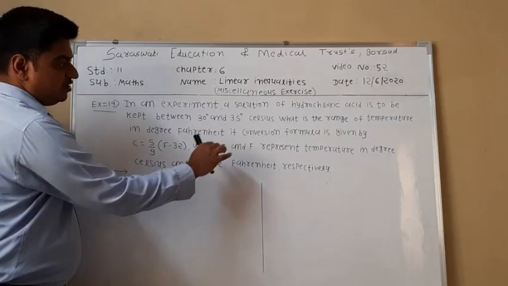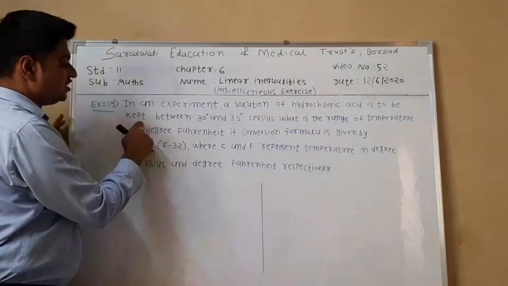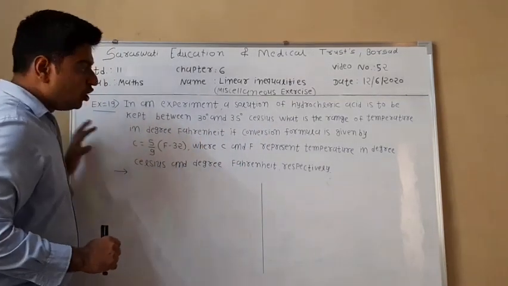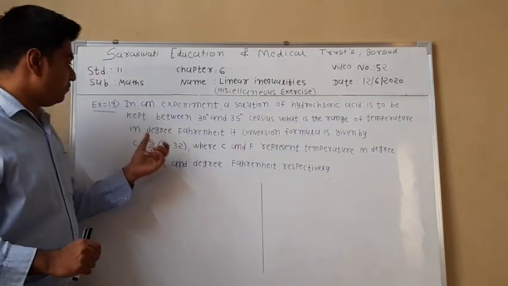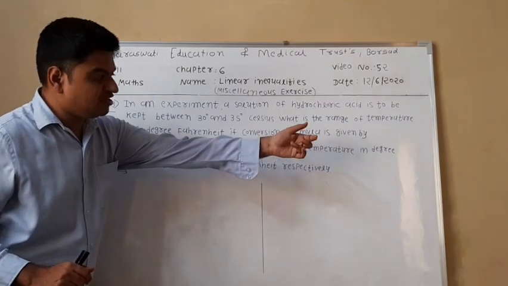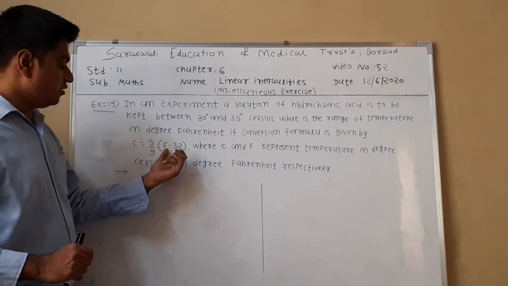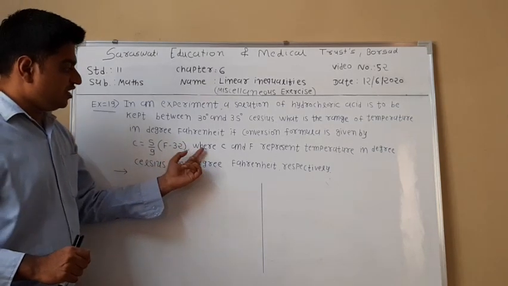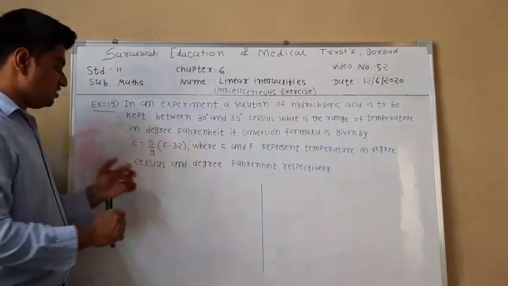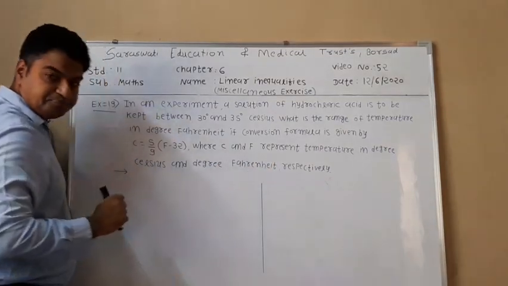In an experiment, a solution of hydrochloric acid is to be kept between 30 degrees and 35 degrees Celsius. What is the range of temperature in degrees Fahrenheit if the conversion formula is given by C = 5/9 (F - 32), where C and F represent temperature in degrees Celsius and degrees Fahrenheit respectively?